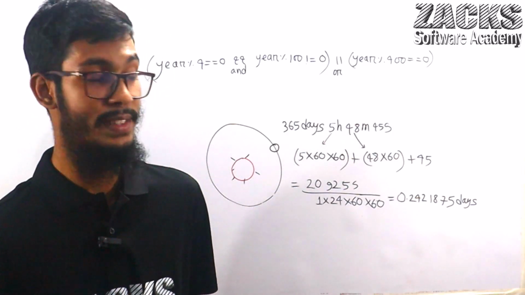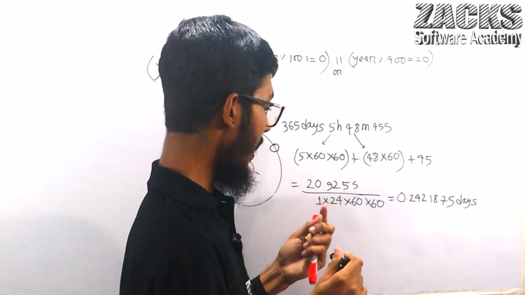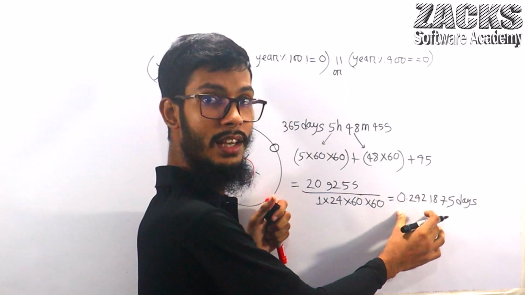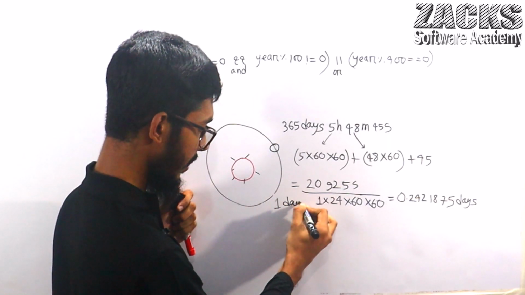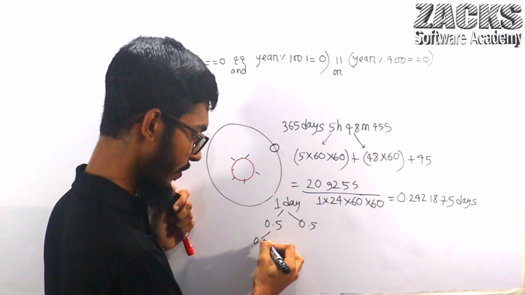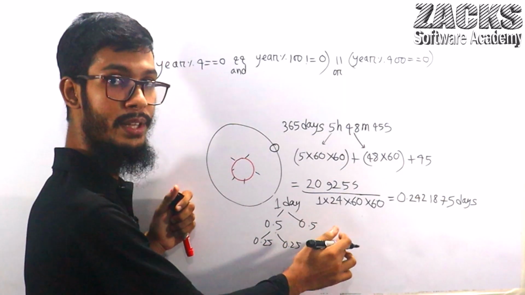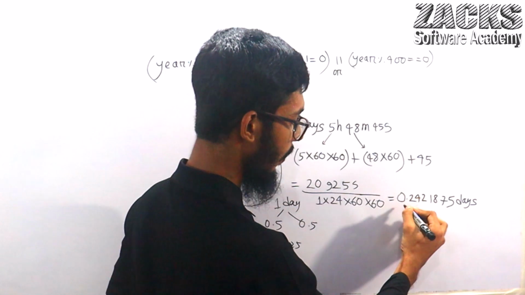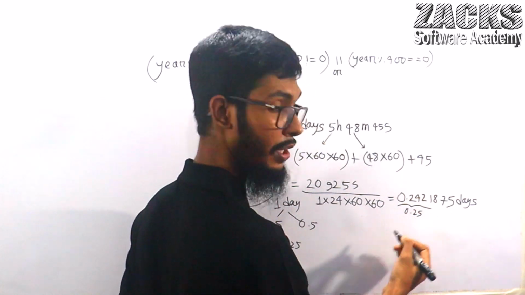I'm explaining in a very simple way. So now, what is happening here? 1 day means what? This is almost a quarter day. Almost a quarter day. If you don't get it, 1 day, 0.5 day or half day, 0.25 day, a quarter day. It is almost 0.25 days, or a quarter day.